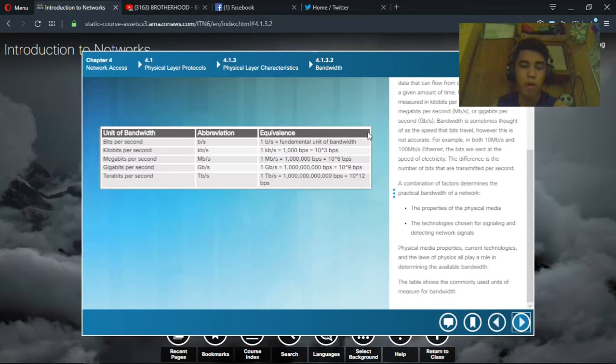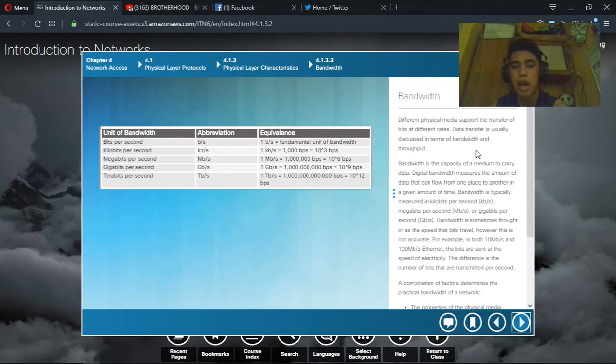That is the equivalence of bandwidth, and data transfer is usually discussed in terms of bandwidth and throughput. Bandwidth is the capacity of a medium to carry data.